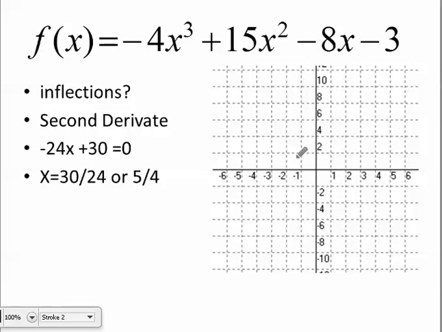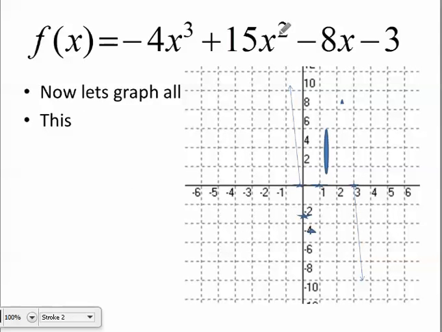Okay? That means at 5/4 right here is where it's an inflection point. That's where it's going to go from curving inward to curving outward. Okay? That's what that means. That inflection is happening right here at 5/4. Okay? So, having said all that, let's do some graphing.